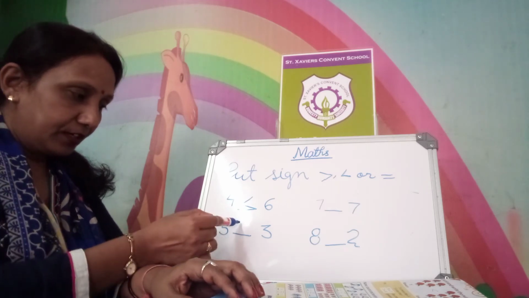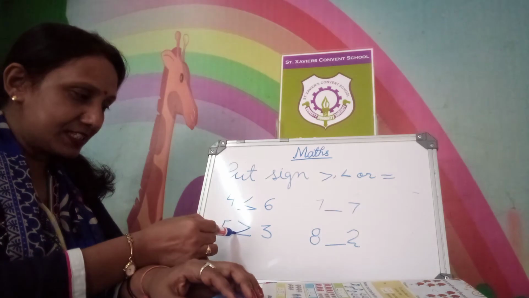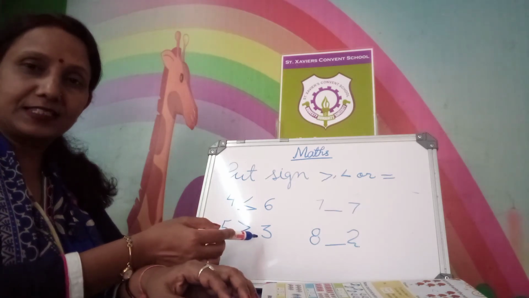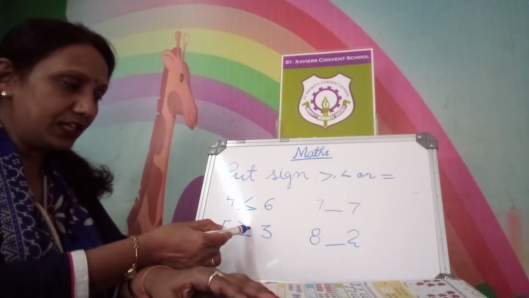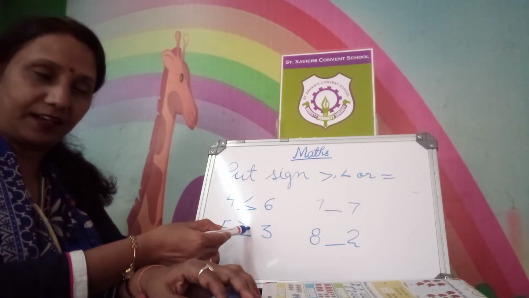5. This mouth is open this side. And which number is that less than? 5, 3. 3 written. So this one is the sign of less than.